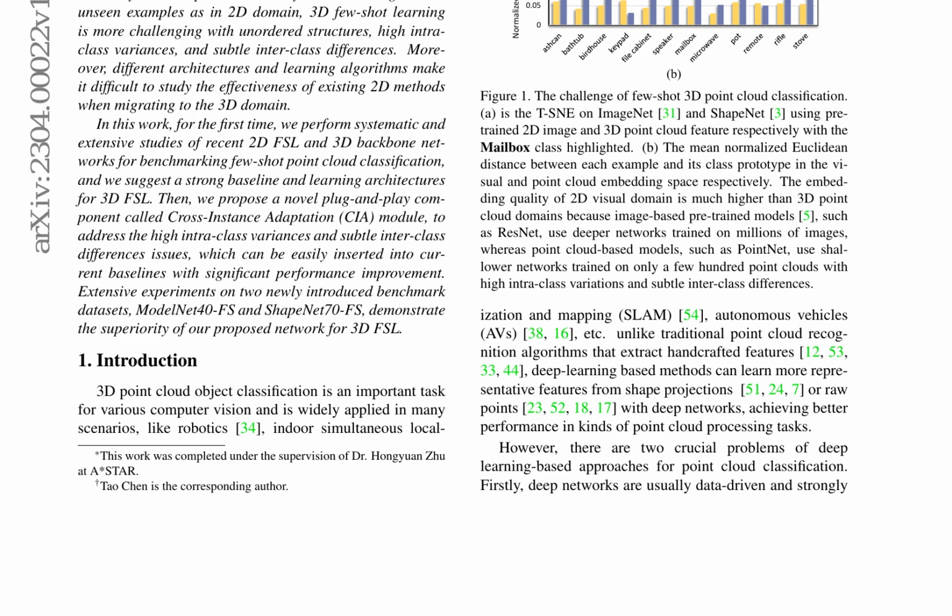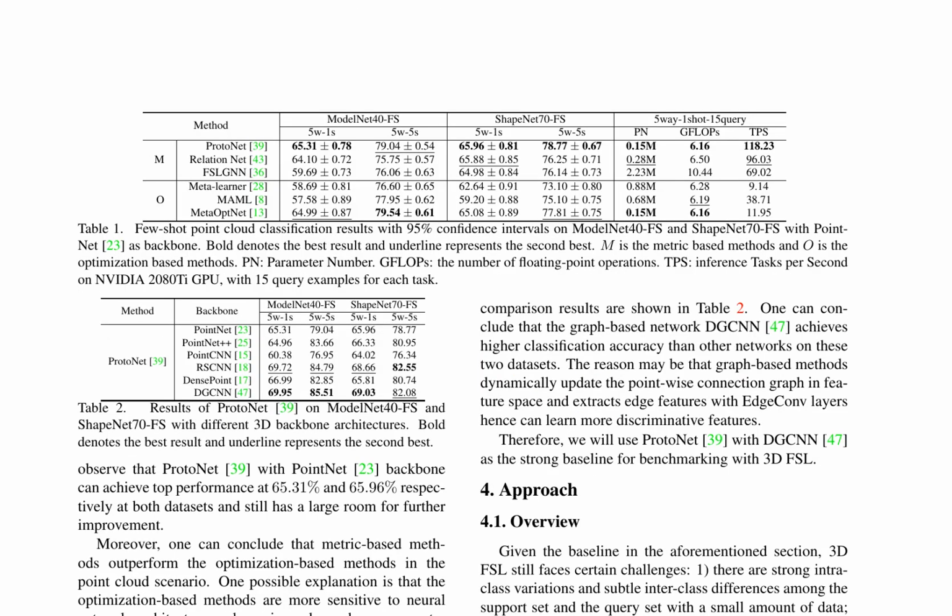They propose a strong baseline and learning architectures for 3D FSL, as well as a novel plug-and-play component called the Cross-Instance Adaptation (CIA) module to address the high intra-class variances and subtle interclass differences issues. The CIA module consists of two modules: self-channel interaction, SI, and cross-instance fusion, SIF, which can be flexibly inserted into most current FSL algorithms with few changes and achieve significant performance improvement.